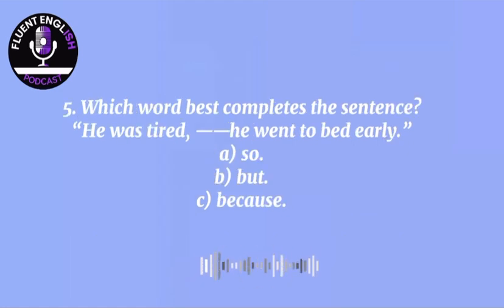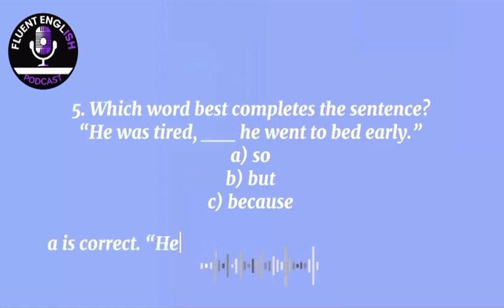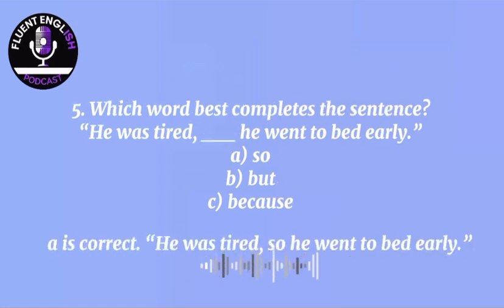5. Which word best completes the sentence? He was tired blank he went to bed early. A. So. B. But. C. Because. A is correct. He was tired, so he went to bed early.